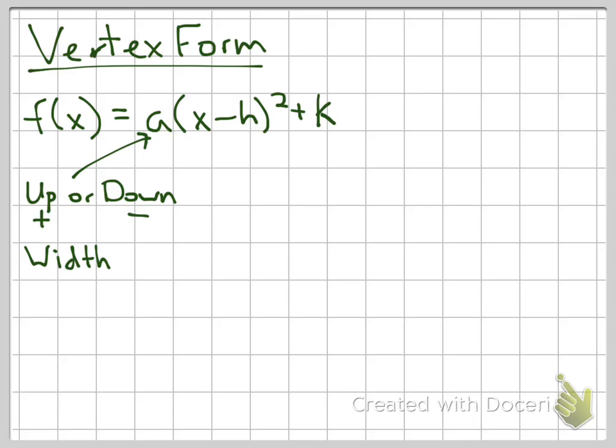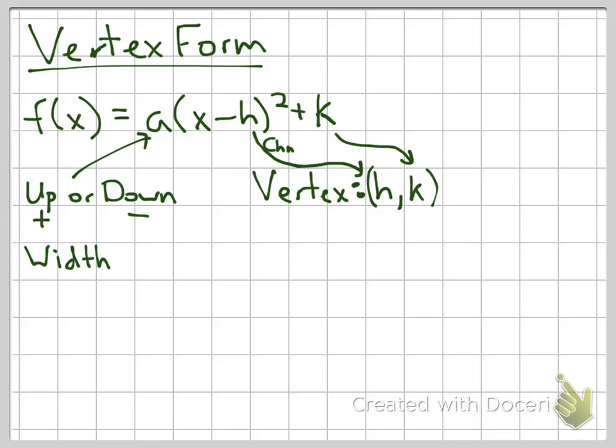What we now get, though, is the vertex. It's going to be the coordinates h, k. So we take h out, we take k out, and we get those parts. Now it's not as easy as just taking them out, because you have to notice it's x minus h. So what we're actually going to do is change the sign when we take the h out to get our vertex. What this will let us do is immediately know the vertex and immediately know which way it's facing.